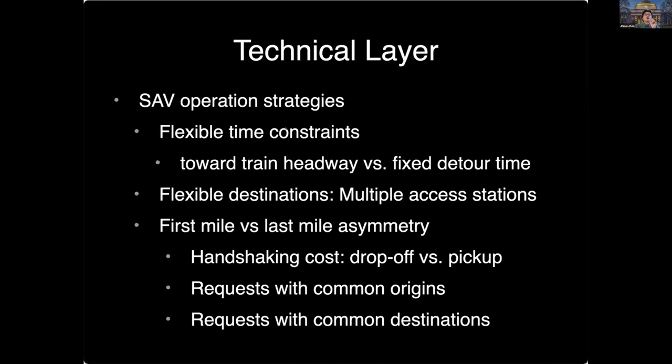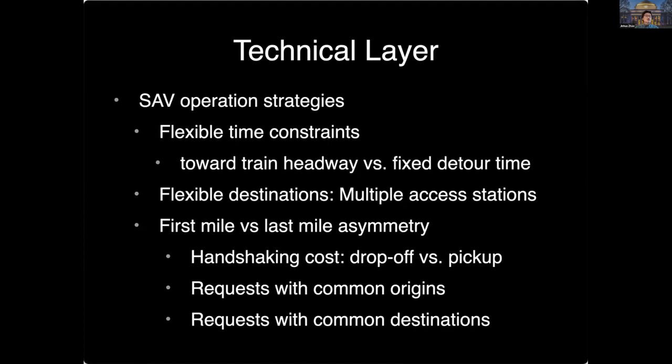Therefore, the notion of a time constraint is very different in this integrated SAV service to the train versus the pure SAV alone. Also, it can be flexible on the destination, right? The SAV could decide to send to train station A or B or C. There are many, many possible ways you can design this. The last one, I will also give an example to really emphasize that there's an asymmetry between first mile service and last mile service.